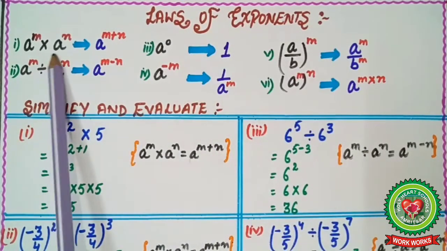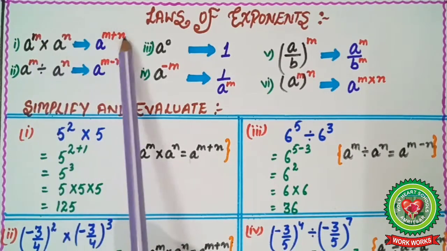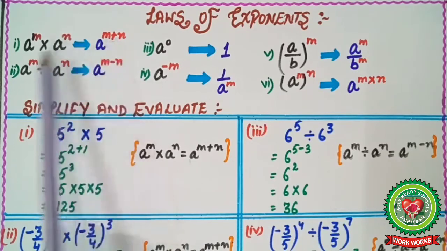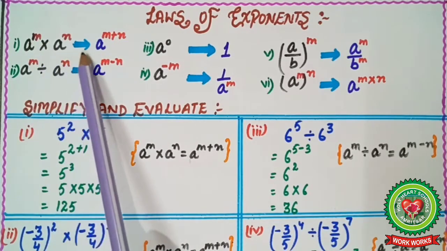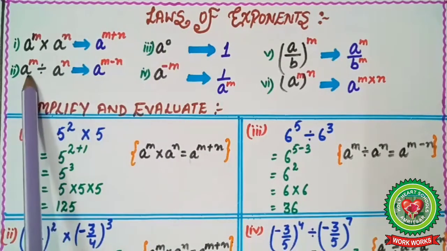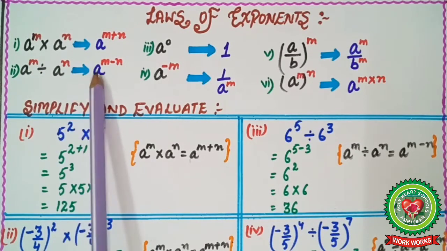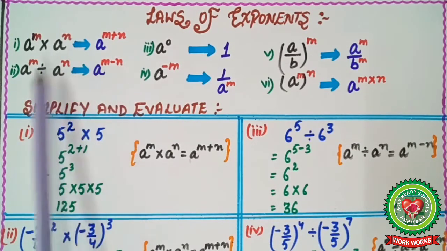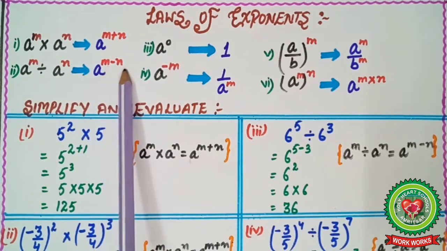The first law is that whenever the bases are the same and they are getting multiplied, their powers will be added. So it is like this: a raised to power m multiplied by a raised to power n is equal to a raised to power m plus n. Number 2 is a raised to power m divided by a raised to power n, which is equal to a raised to power m minus n. It means that whenever the bases are the same and they are getting divided, their powers will be subtracted.